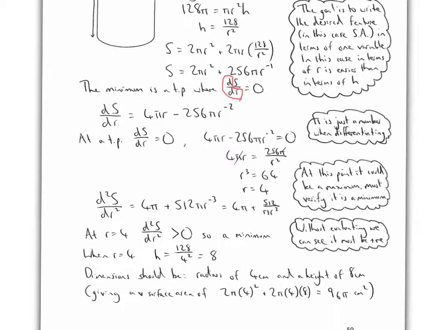Okay, you were asked to find the minimum kind of dimensions of this thing. You found out that r equals 4 is a turning point, which is in fact a minimum. All you have to do then is work out what h is. Go back to your initial expression for h. You've got that as well, and you've got your dimensions. The radius is 4 and the height is 8. It ends up that that gives you a total surface area of 96 pi.